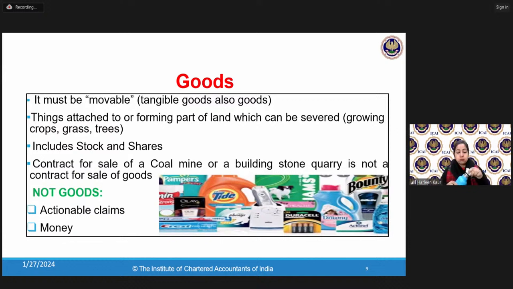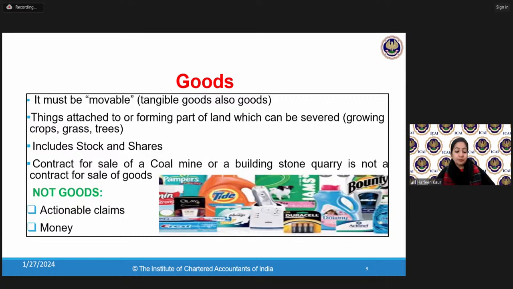I give you 1 minute. Just see the slide. Yes, in agreement to sell, goods are not transferred immediately. They are transferred on a future date. Credit sales are also part of sale of goods, Miss Anjali. We will cover that as well.